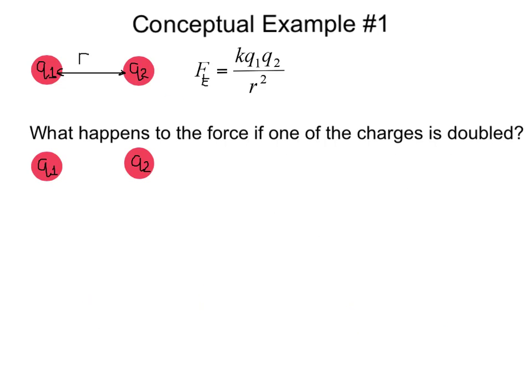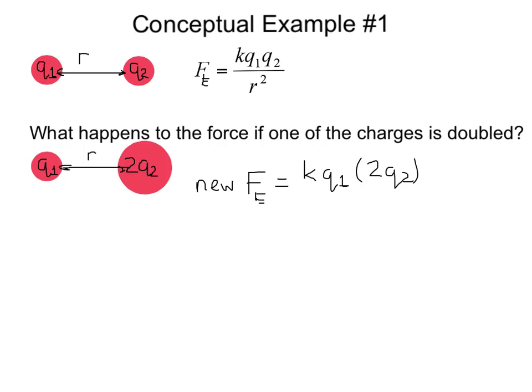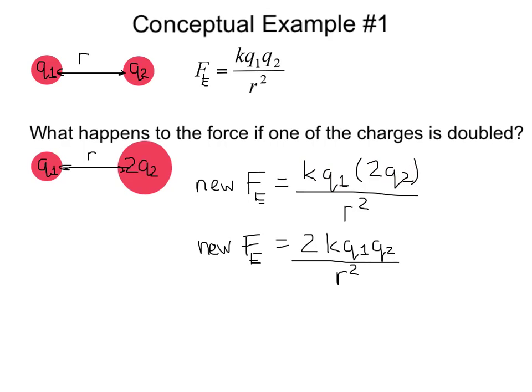Conceptual example number 1. Again, let's remember that the force between Q1 and Q2 when they're separated by a distance r is given by Coulomb's law as k Q1 times Q2 over r squared. What happens if the charge on one of the charges is doubled? That is, we make Q2 2Q2. Well, the new electric force here is going to be equal to k times Q1, but now times 2Q2, and there's still the same separation, so over r squared. For convenience, let's put the 2 right in front of the k since this is all multiplication. Rewriting this gives us 2 times k times Q1 times Q2 divided by r squared.